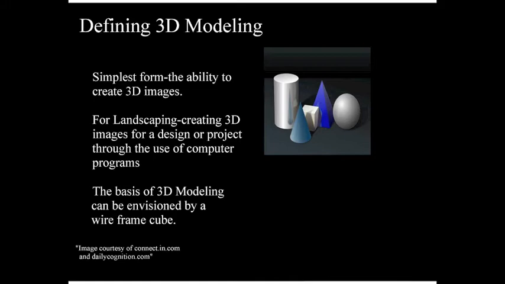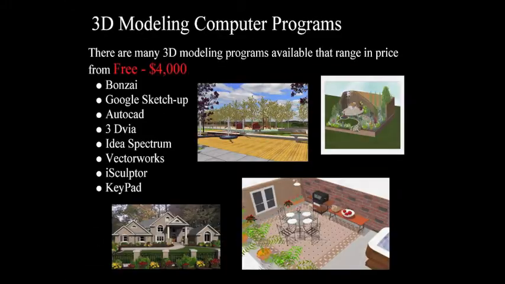Once a component is created on a 3D modeling application, it can be rotated 360 degrees so that all sides of the design can be viewed. There are multiple computer programs used for 3D modeling. Some of the software applications include Bonsai, Google SketchUp, AutoCAD, 3Divia, Idea Spectrum, iSculptor, KeyPad, and Vectorworks.